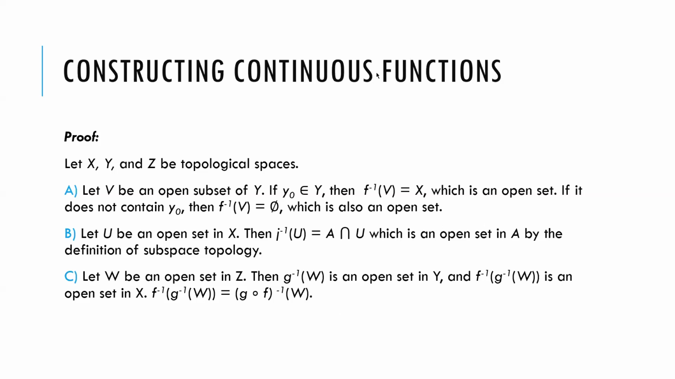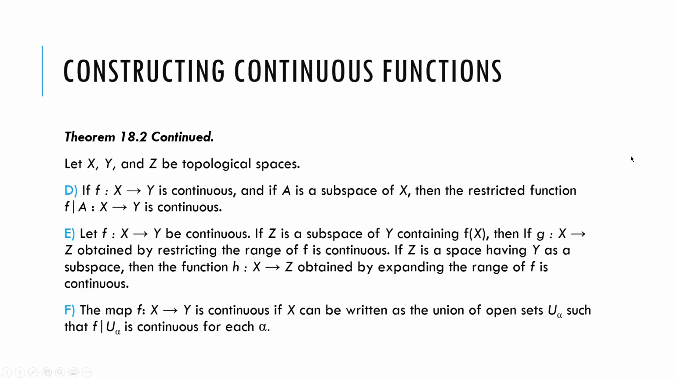And then we have 3 more rules by which we can construct continuous functions. So our first rule states that if F mapping X into Y is continuous, and if A is a subspace of X, then if we restrict the domain of F to A and keep the mapping, the same function with its restricted domain would be continuous.